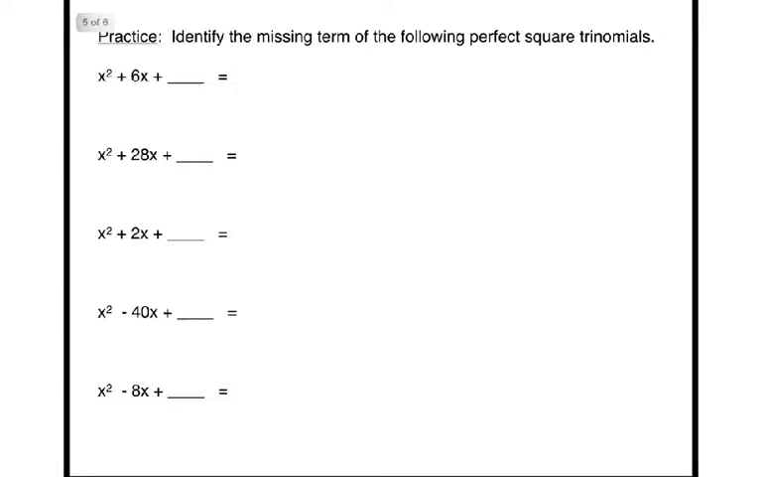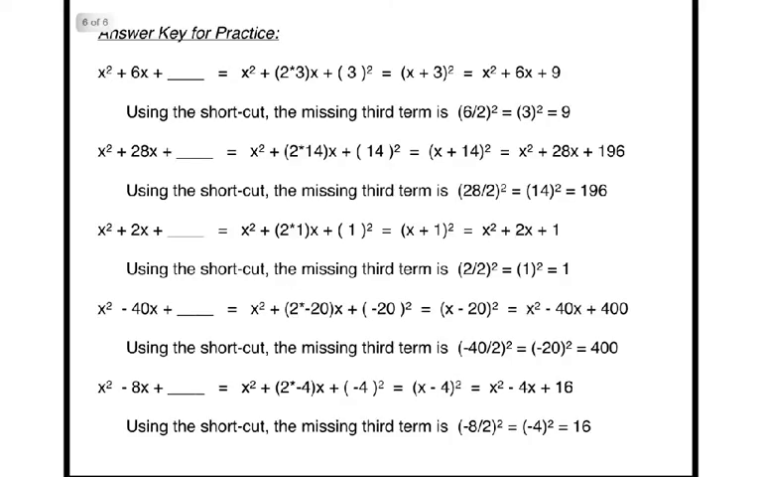Here are some practice problems for you to do on your own. Identify the missing term of the following perfect square trinomials. Again, you take half of the middle term, which is 3, and then square it. 3 squared is 9. And half of the middle term is the term that goes inside the binomial. So this is actually x plus 3 squared. Try them out, and then check out the answer screen on the next page. Here they are.